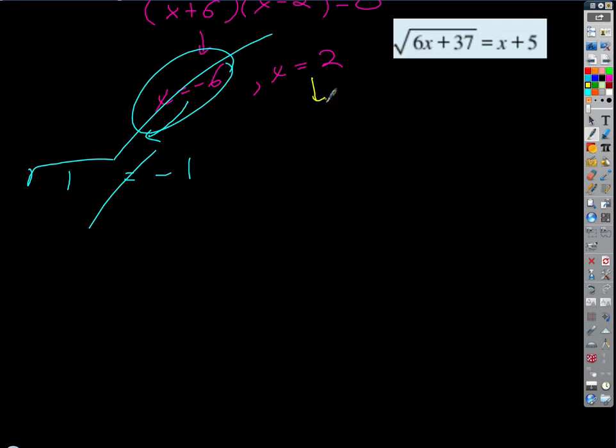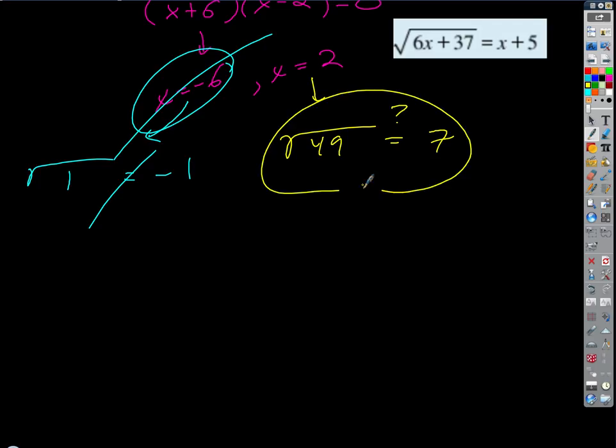What about this guy? If I plug in 2, I'd get the square root of 6 times 2 is 12 plus 37, 49, equals 2 plus 5 is 7. Is that true? Yeah, it is true. Okay, that one works. So it checks, and my only solution is just 2 in that case.